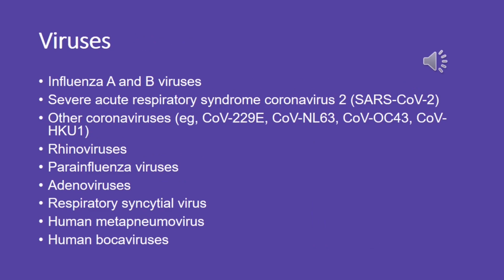When it comes to community-acquired pneumonia, viruses are also major players in the game. First off, we've got the notorious influenza A and B viruses, making seasonal appearances and spreading like wildfire. And of course, we can't forget about their infamous cousin, SARS-CoV-2, the virus responsible for the COVID-19 pandemic that shook the world. But wait, there's more. Other coronaviruses can also contribute to pneumonia cases. Then there's the familiar rhinoviruses, parainfluenza viruses, adenoviruses, respiratory syncytial virus, human metapneumovirus, and human bocaviruses, each with their own knack for causing respiratory distress.